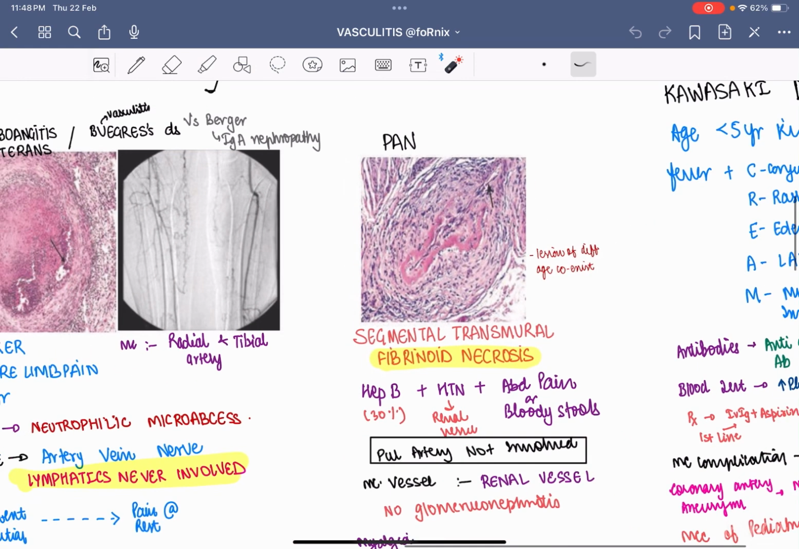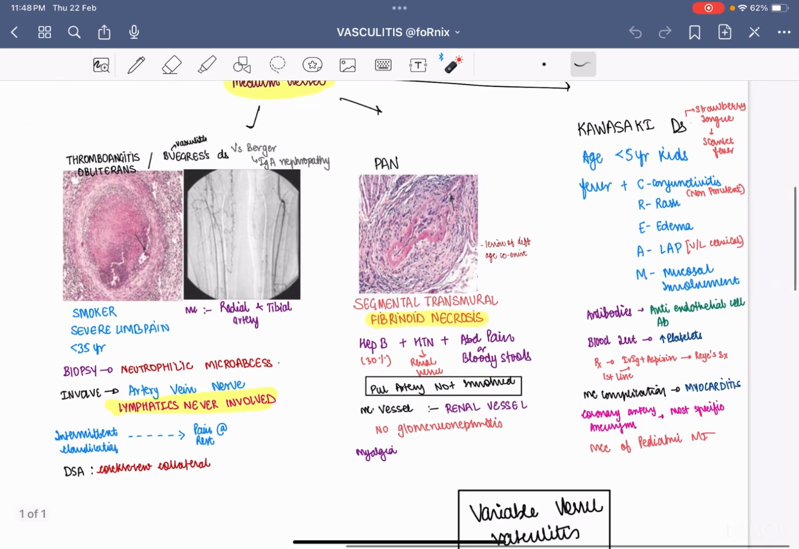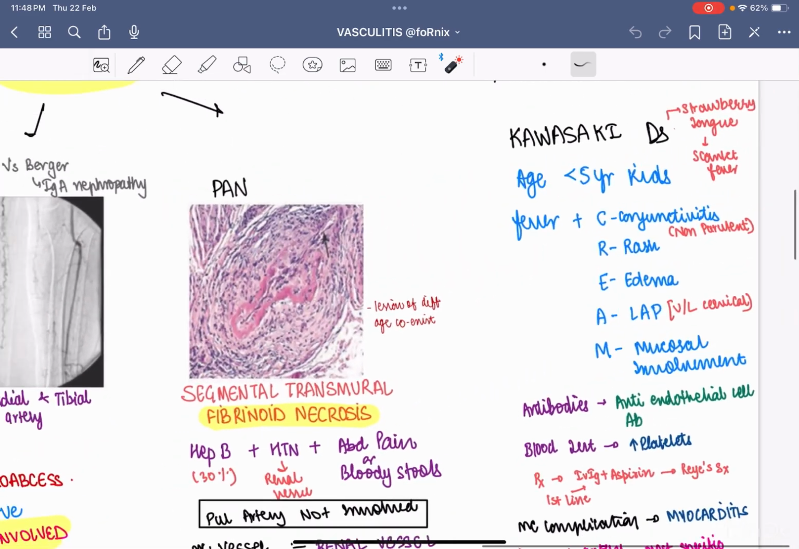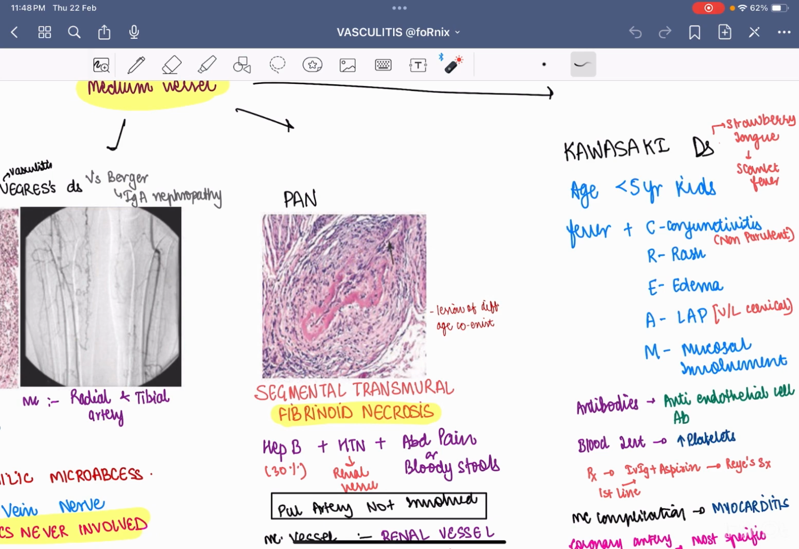Okay, so our pan is sorted. Now the third one is Kawasaki disease. In Kawasaki disease, a child comes in whose age is less than 5 years or so, and the history is typical: he has a fever and the symptoms like CREAM. So what is CREAM? Conjunctivitis, but non-purulent. Rash, edema, lymphadenopathy that is unilateral cervical, and mucosal involvement.